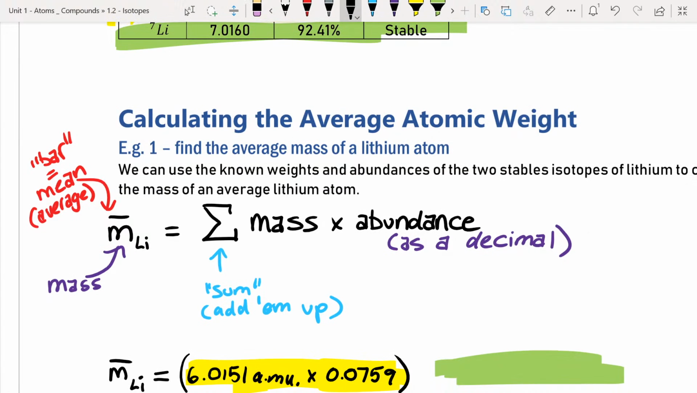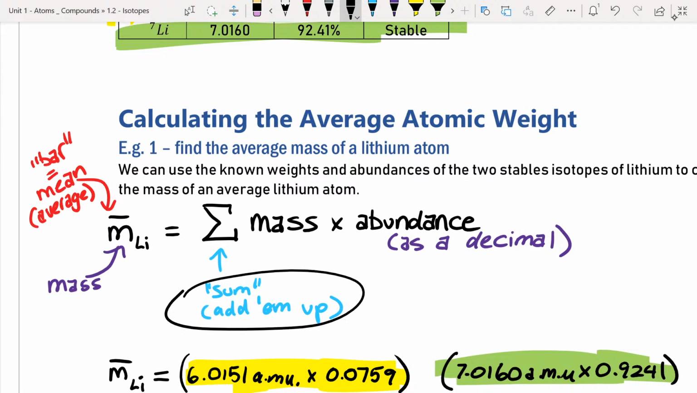What's the mass of my second isotope? 7.0160. Very good. And what's the unit on that? 92.41. Very good. And how would I write that as a decimal? 0.9241. Very good. Exactly right. And then sigma notation tells me I should do what with these two calculations?